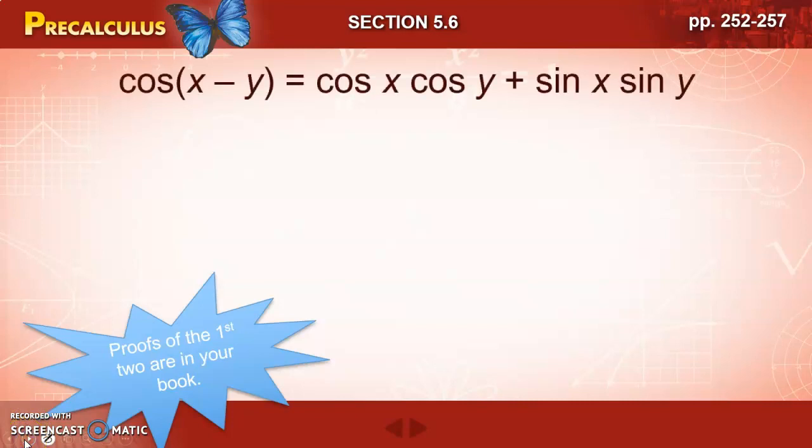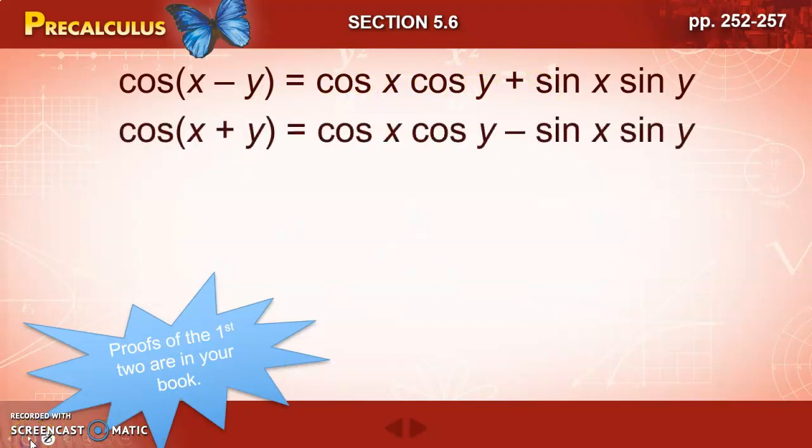But page 252 has the proofs for these. And on page 253, you can see the sum and difference identities for cosine and for sine. Cosine of x minus y, the cosine of the difference of two angles, we can rewrite as cosine x cosine y plus sine x sine y. The sum identity for cosine is cosine x cosine y minus sine x sine y. So notice for cosine, we've got opposite signs when we rewrite that.